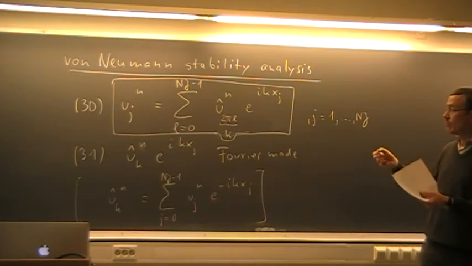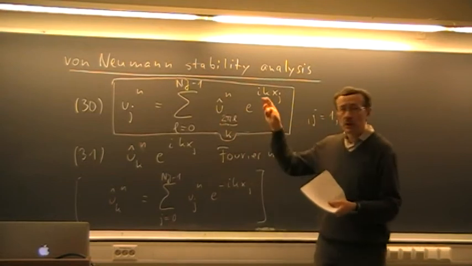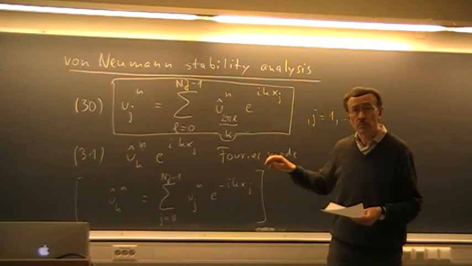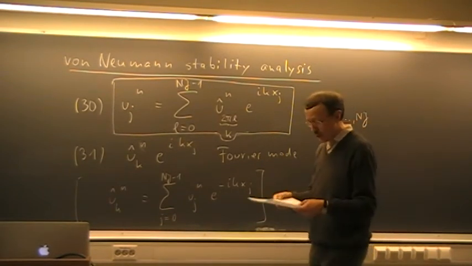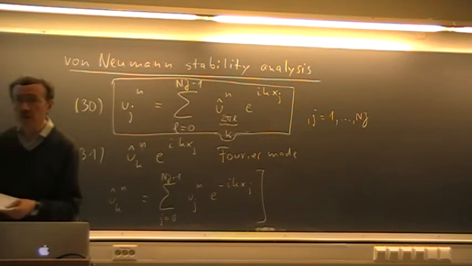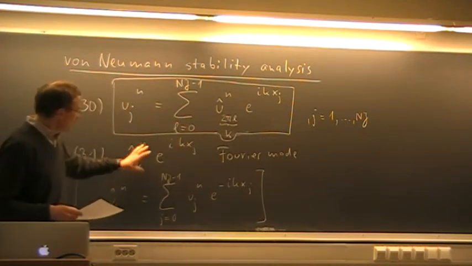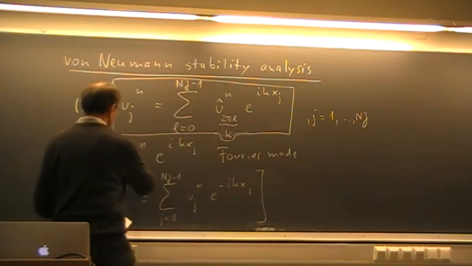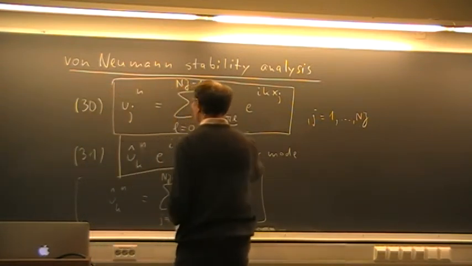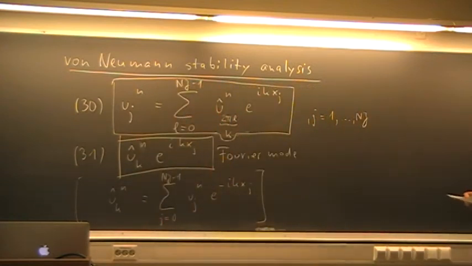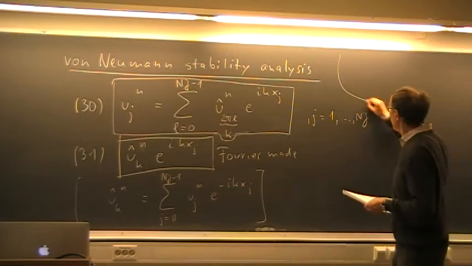So instead of plugging in the whole sum in our finite difference method, we just need to plug in one Fourier mode. And that is what we are going to do. Then we check whether the numerical method will amplify such a Fourier mode, in which case the method is unstable, or whether it will damp it, in which case the method is stable. So that is the Fourier mode that we are going to plug into our finite difference method and check.